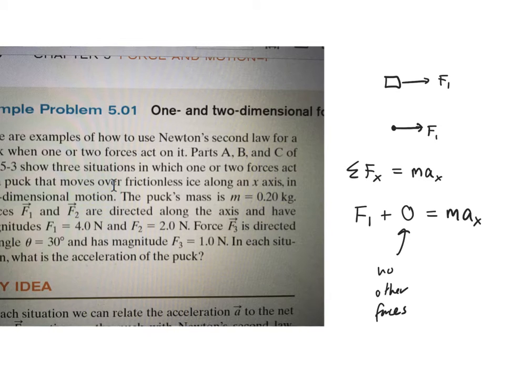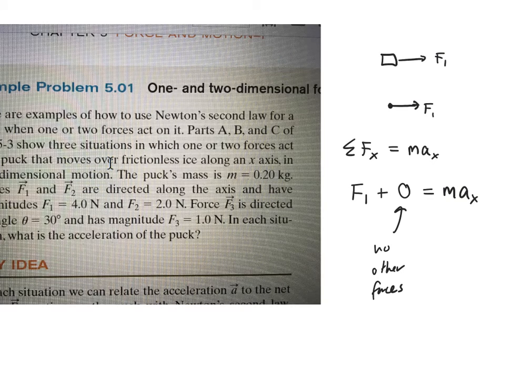So, let's go ahead and go through this again. To solve this equation, we simply divide both sides by m, and we get the acceleration. Again, 4 newtons over 0.2 kilos equals 20 meters per second squared.